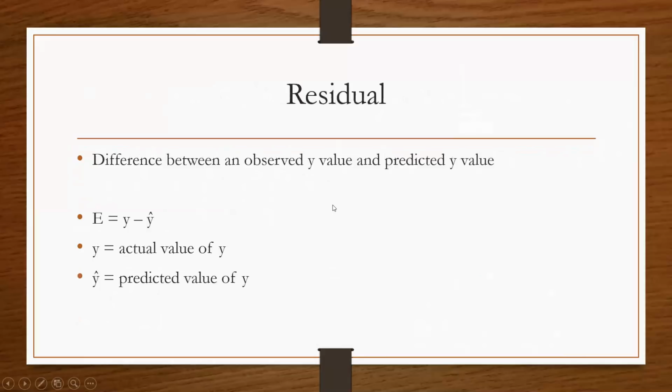And then you've also got residuals that kind of come from using the simple linear regression, where it's the difference between an observed y value and a predicted y value. So the equation for that is E equals y minus y hat, where y is the actual value of y, and y hat is the predicted value of y.